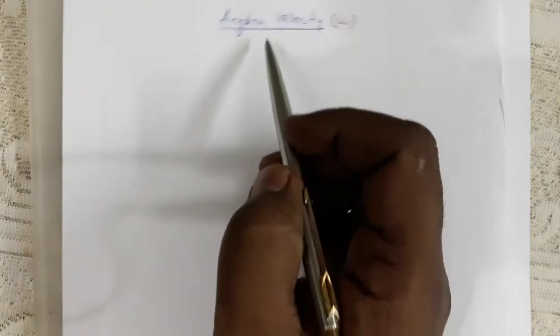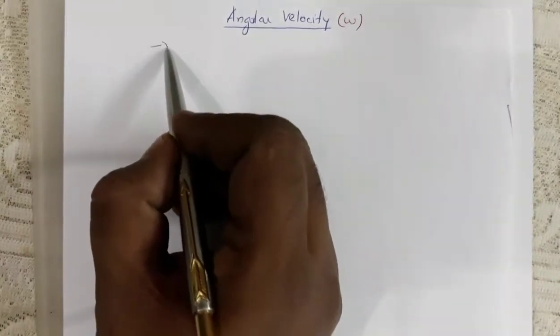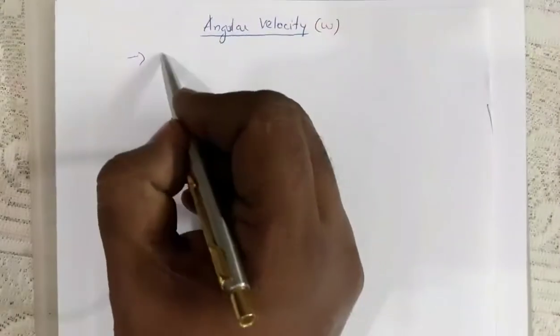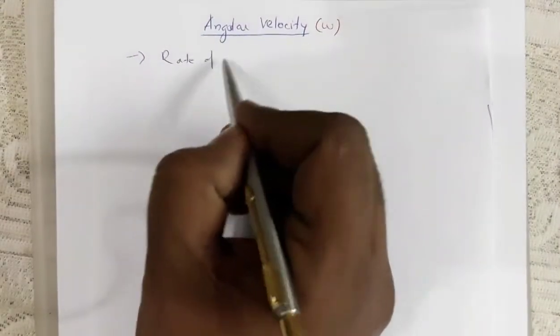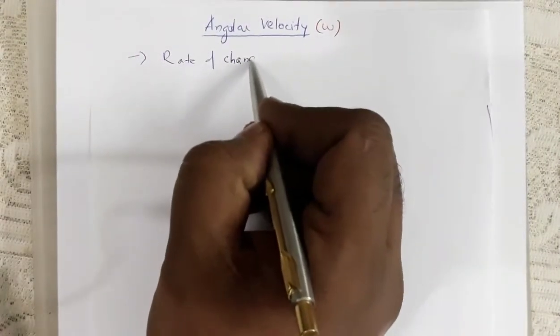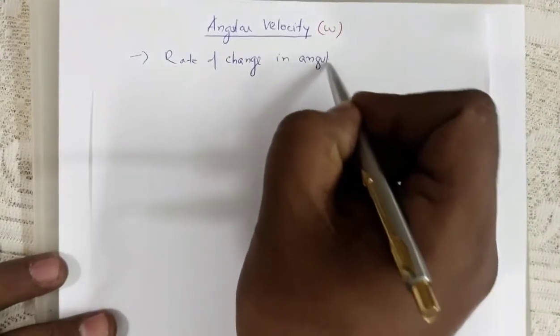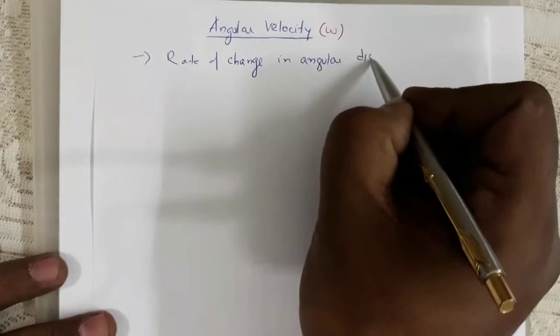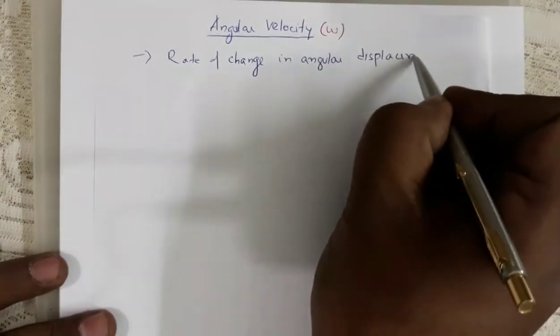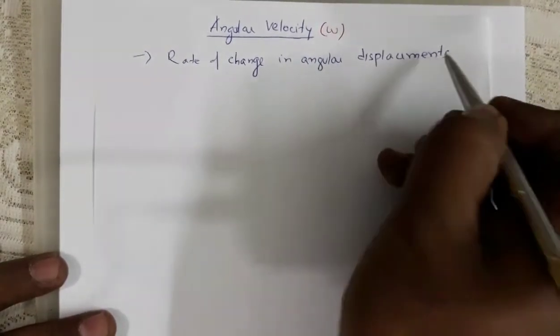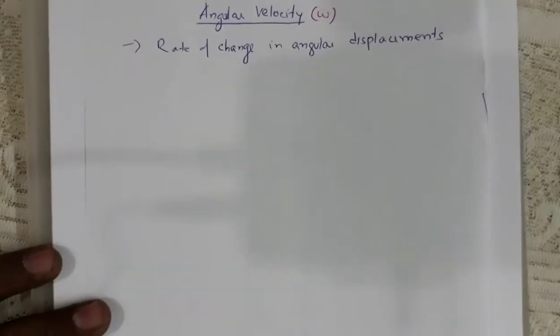Now angular velocity, as we know, is the rate of change of angular displacement. Okay, but let's see what its physical implications are.